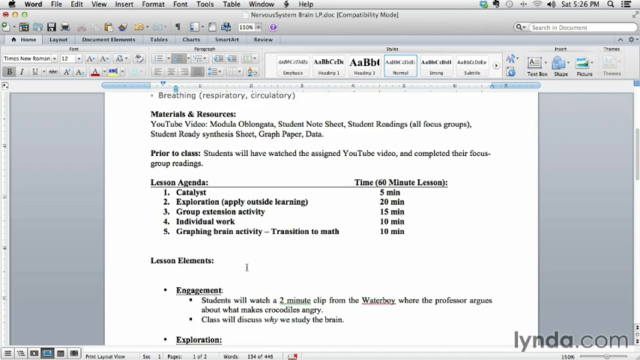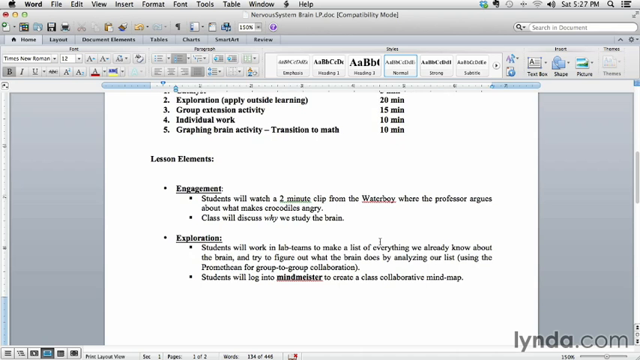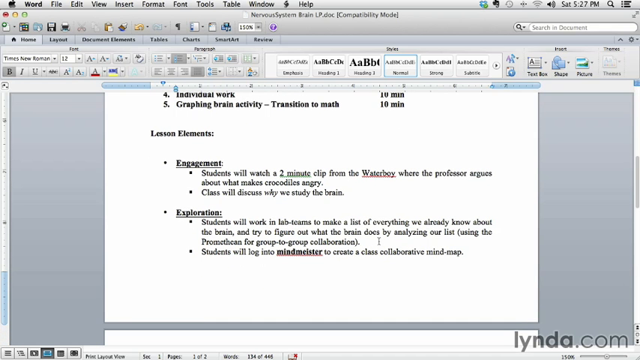When I look at the lesson elements, the engagement's really simple. My students are watching a 2-minute video clip from The Waterboy where the professor argues about what makes crocodiles angry. For the exploration, which the students should be into within the first 5 to 7 minutes of class, they're going to start right away working in teams, making a list of everything that they know about the brain. They can use their articles, they can use what they saw in the video, and then each team is going to start adding using the Promethean board for an entire group collaboration.